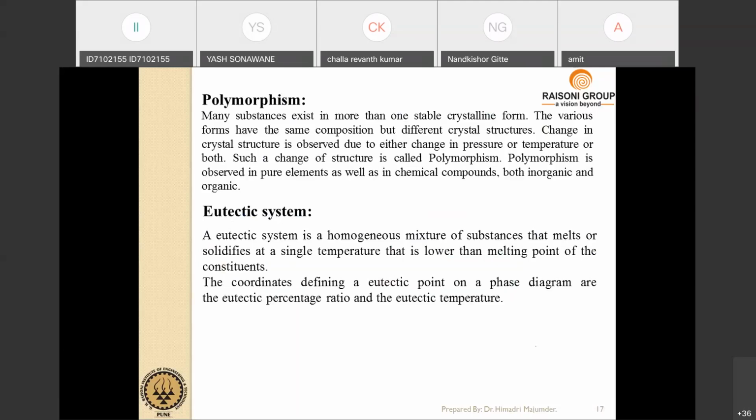If you take an example of water, or any pure metal, let's take water. There are three phases available: liquid, solid ice, and gaseous vapor. Three forms are available. If you check the composition, you will find that the composition is the same, but their crystal structure is different.